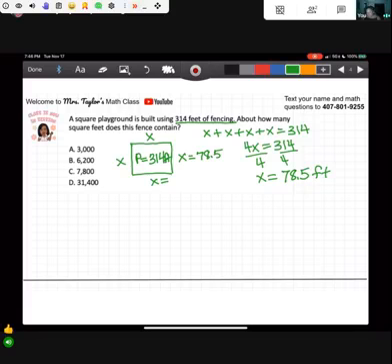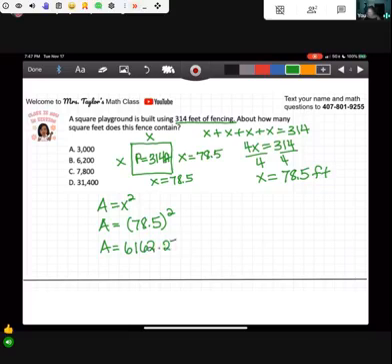Now in order to find the area, you need to say the area of a square is x squared. So this is going to be area is equal to 78.5 squared. And that is going to give you 6,162.25 square feet. Now the question says about how many square feet. So that means we need to round, and our answer is going to be B, 62 square feet.